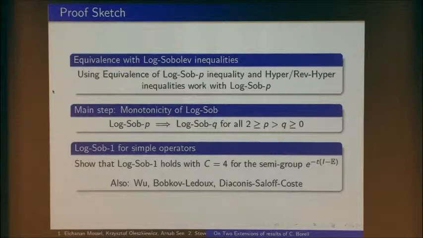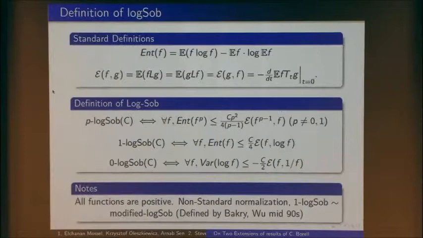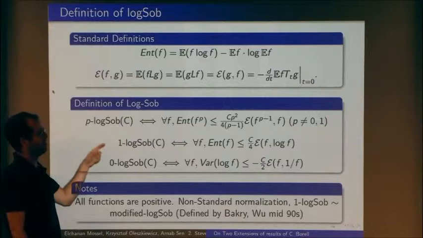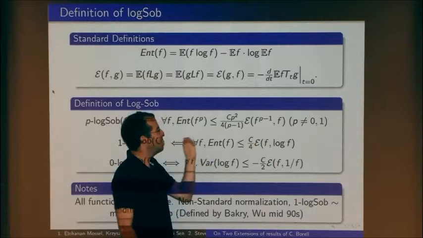Okay, so I won't tell you how we prove this stuff. I'll just make two points. So one point is that you have to come up with the right definition of the p log Sobolev inequality. The definition that is standard in the literature is that entropy is less than a constant times the Dirichlet form of f to the p minus 1, f. There's something really nice if you choose the right normalization.